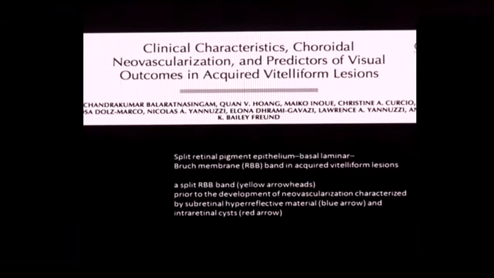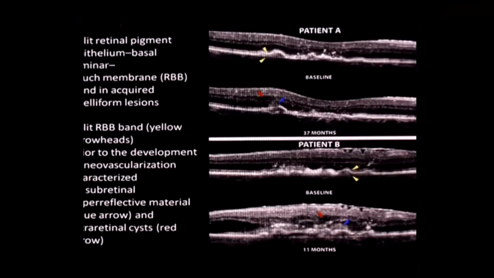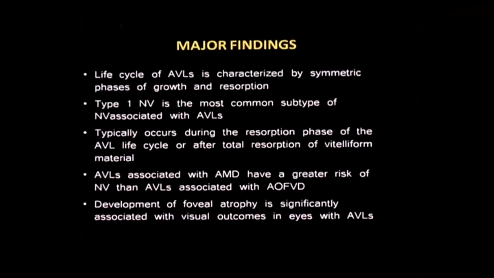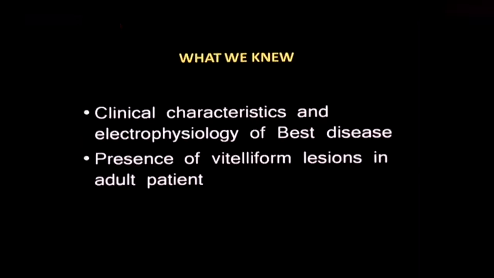Just one point to highlight, which has been mentioned in this article by the Jannuzzi group, where they've described the appearance of choroidal neovascular membrane in acquired vitelliform lesion, and they have described the sign of what is known as the two-layer or the split layer between the RPE and the basal lamina, and this is a precursor to the development of choroidal neovascular membrane. What they've said is, of course, that this appears only after absorption of the dome-shaped lesion.